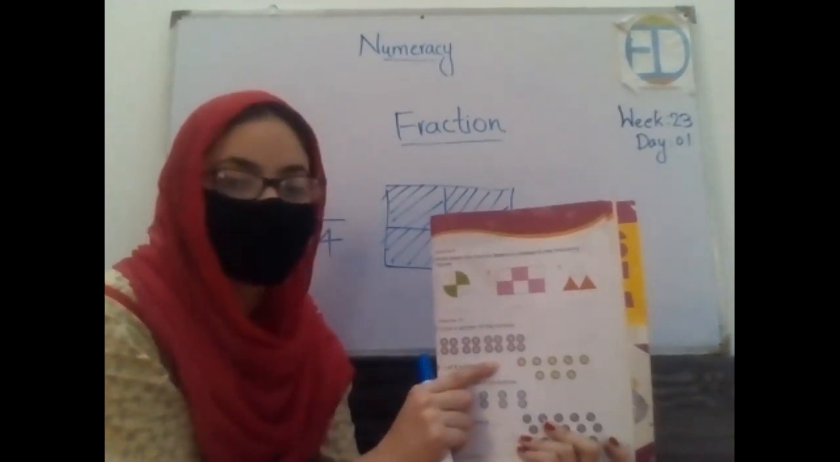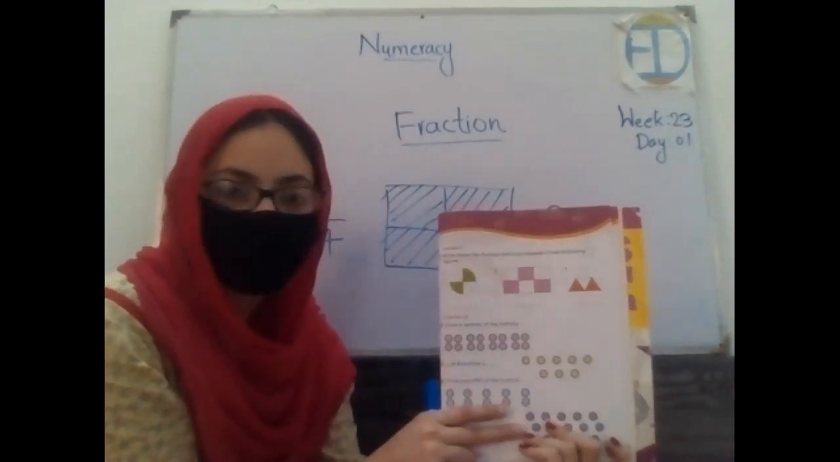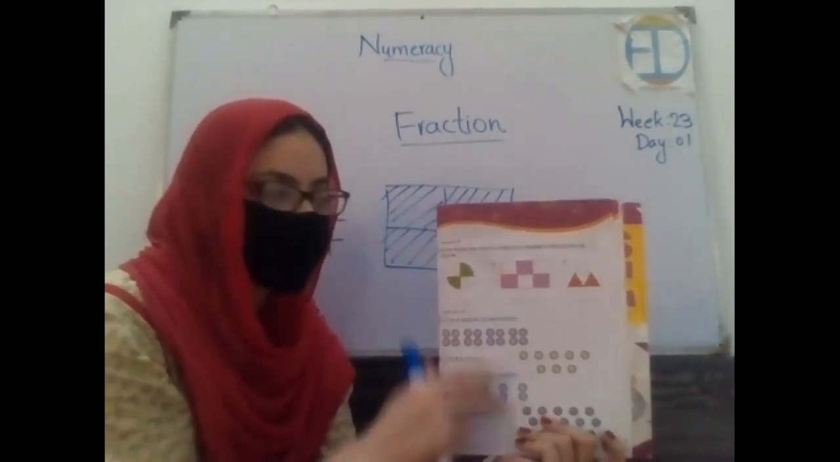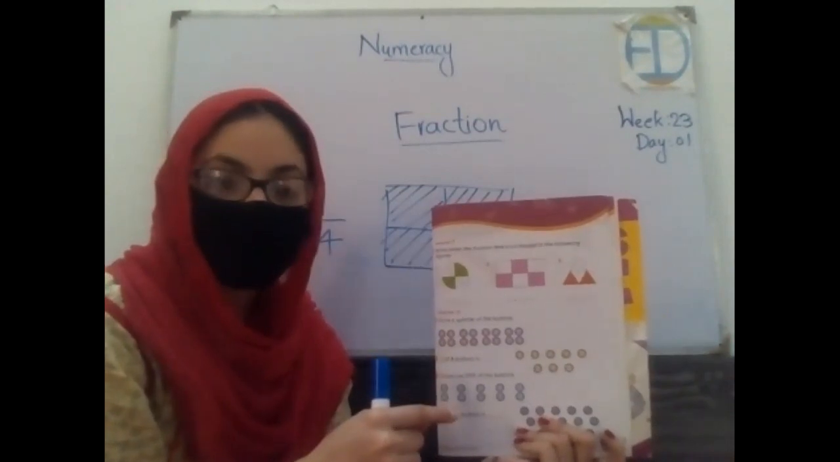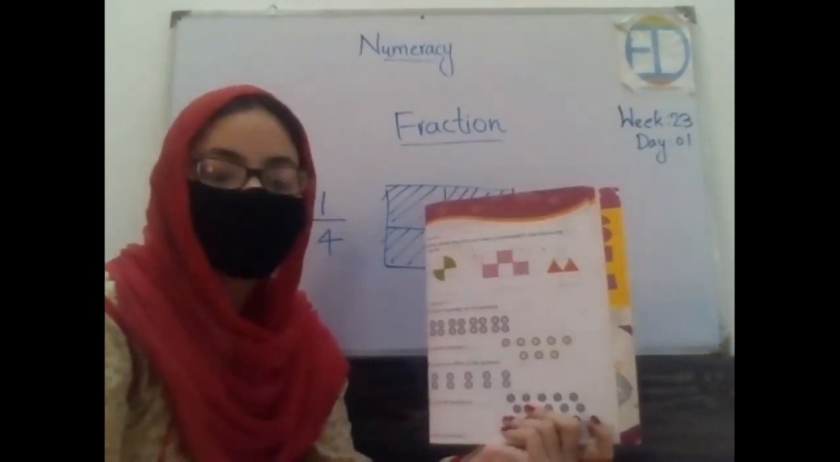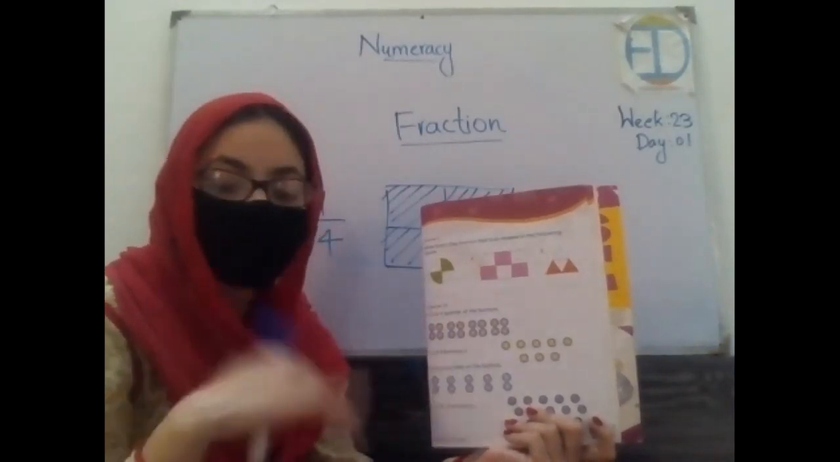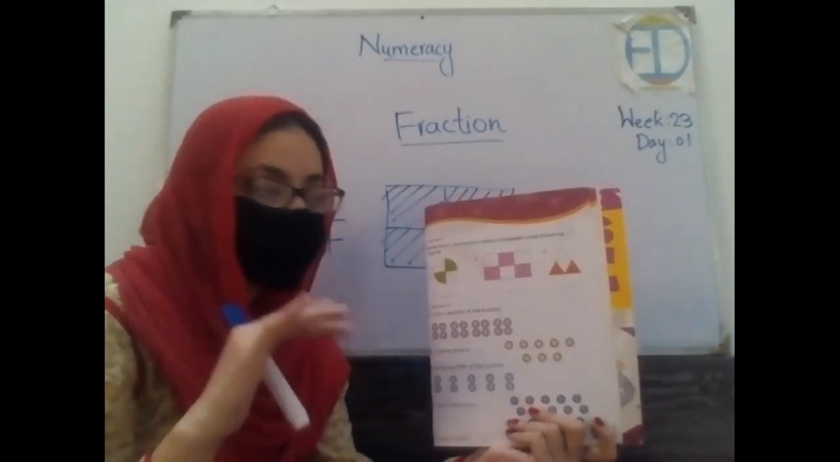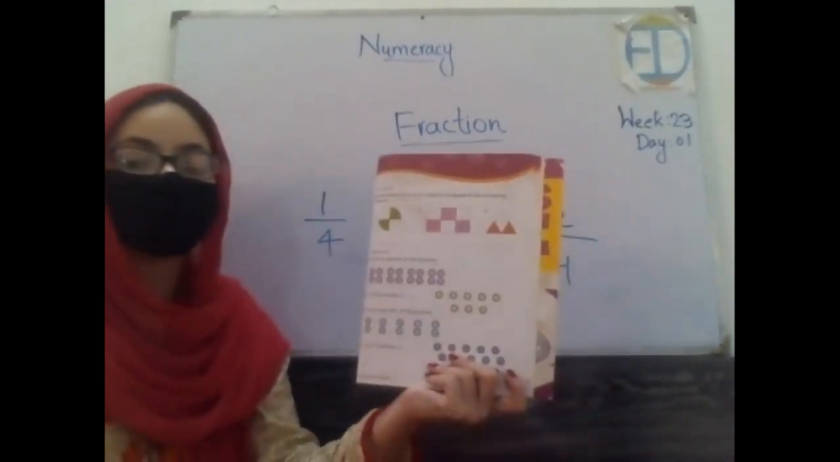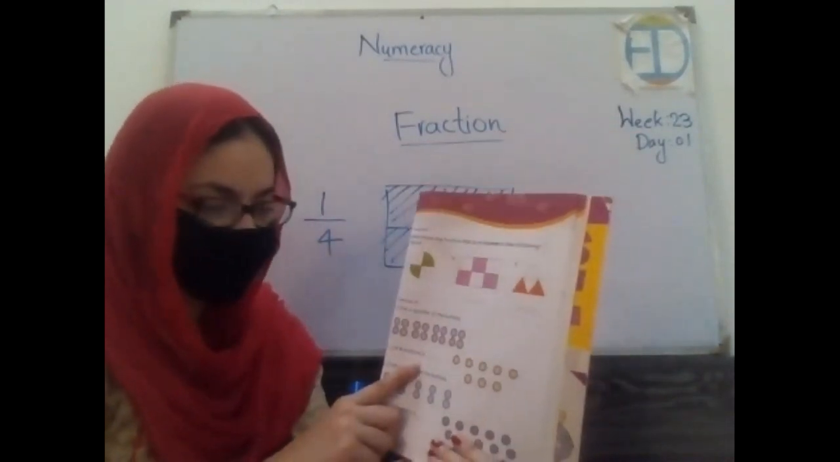Excellent. Look at the next one. How many of them are unshaded? 3. And what is the total number? 6. So the fraction would be 3/6, right? Look at the last one. How many of them are unshaded? 2. And how many of them are the total number? 4. So the fraction would be 2/4, right? Okay. Look at the next exercise.